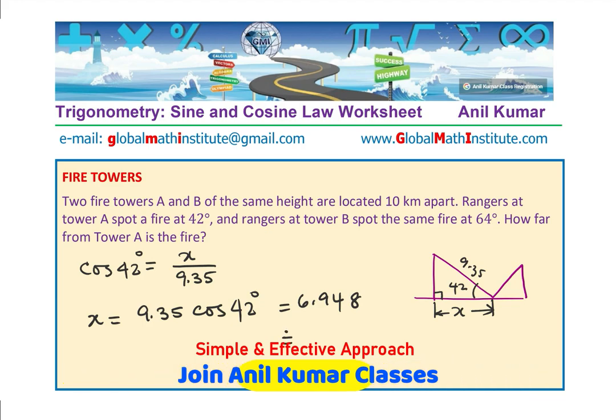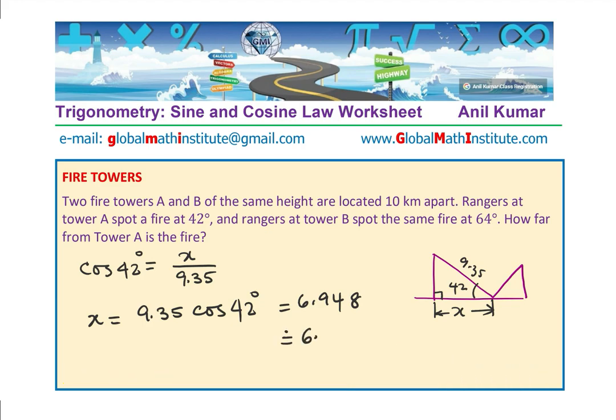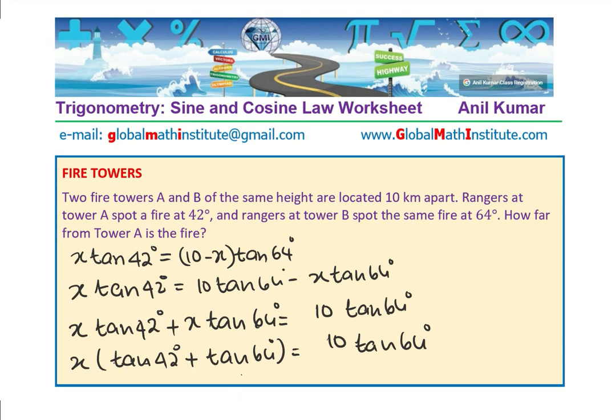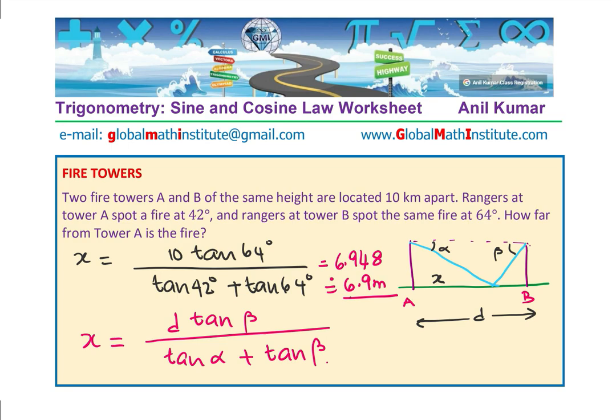And again, we can round it to 6.9 if the answer is required in one decimal place. Since all the units are in kilometers, this distance will be in kilometers, right? So our answer here is fire is 6.9 kilometers from base of tower A. Is that clear to you? So earlier also, we got the same when we used our approach of right triangle.